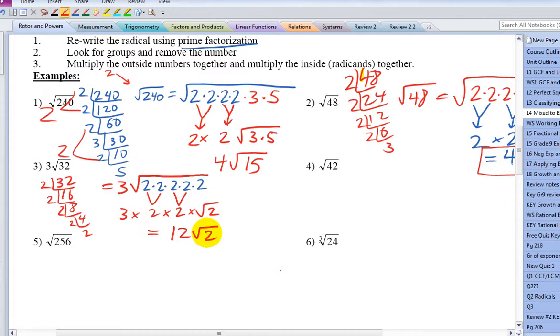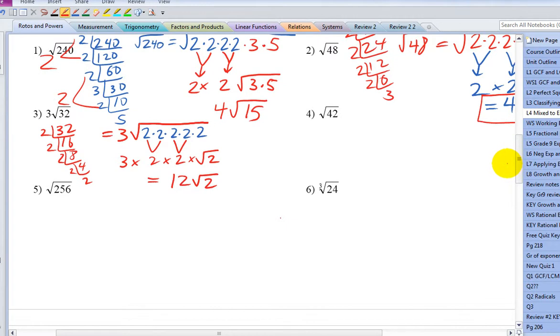Okay, any questions? Anything? All right, I want you to do 4, 5, and 6. Go, see what you can do. Work with the person beside you. I'm going to come around. Chris is going to come around too. Please ask. Number 4 is a little tricky.